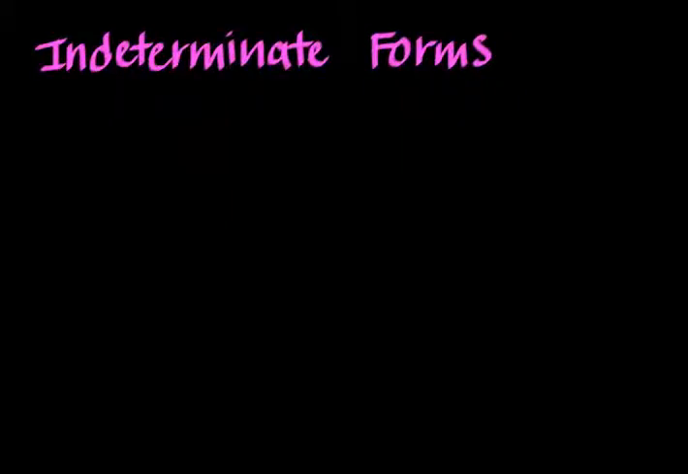Okay, so now that we know one indeterminate form, 0 over 0, let's figure out what the other ones are. First off, we have infinity over infinity. The reason why this is indeterminate is because the numerator approaches infinity, whereas when you divide by infinity, you're approaching 0. So those are the two opposing forces.